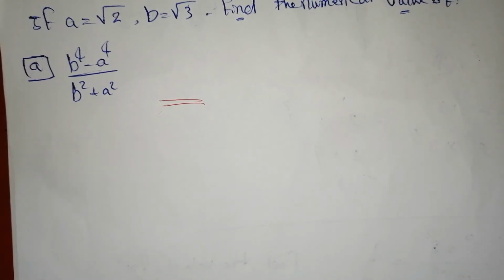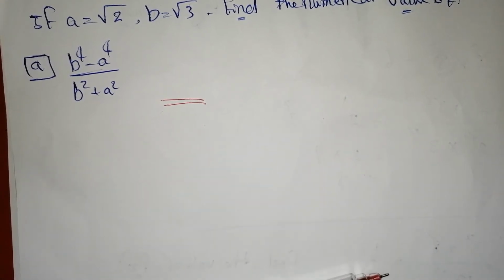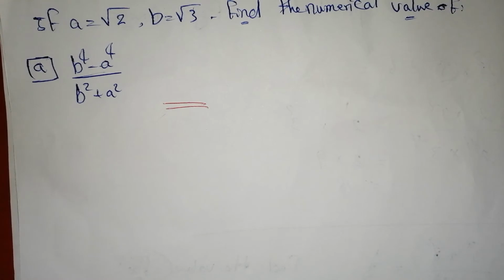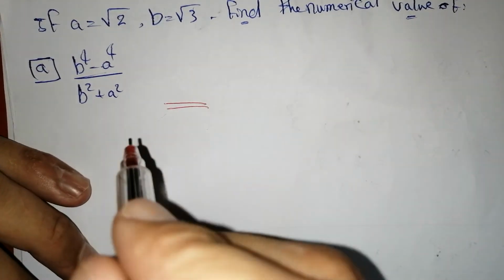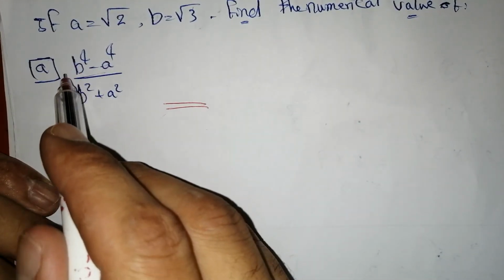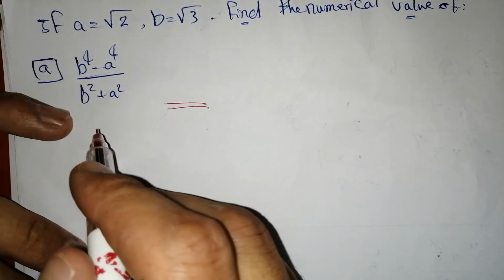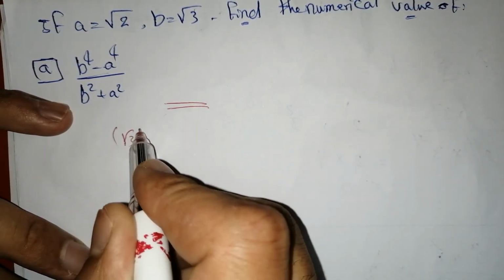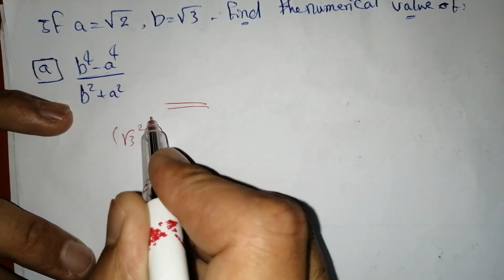And now we have another question, and it's saying if a equals root 2 and b equals root 3, find the numerical value of the expression, which is b power 4 minus a power 4 divided by b power 2 plus a squared. So you are going to substitute a and b. So we have b power 4, and instead of it we can write, yes, b equals root 3, which is root 3 all power 4 can be written as power 2 all power 2.